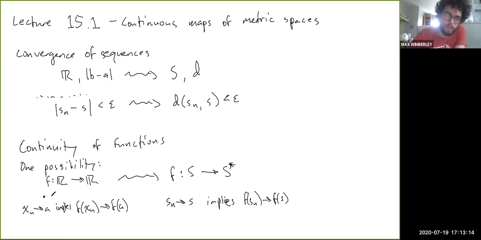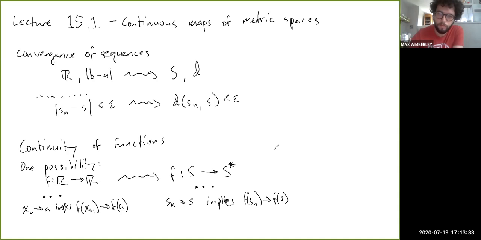Of course, there are a bunch of other hypotheses in this definition, and you just copy all of those over to this one, where you're looking at the domain of f. So all sequences in the domain of f converging to a have this property. So you could generalize it that way.